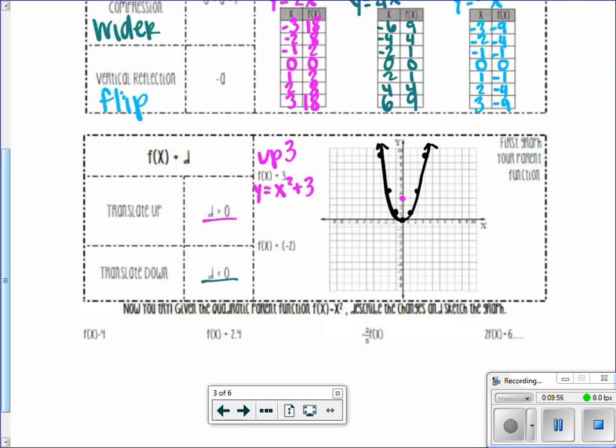So this point is going to go up 1, 2, 3. This point is going to go up 1, 2, 3. And then that last one doesn't fit in the elastics. So it's not changing the width of it. It's not making it compress or stretch. It's just a shift.